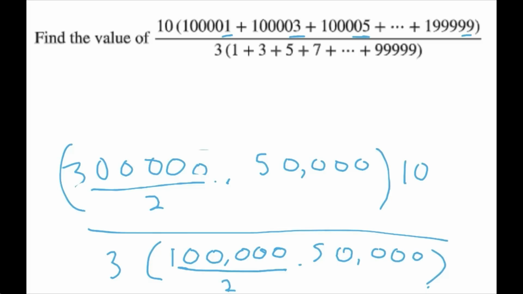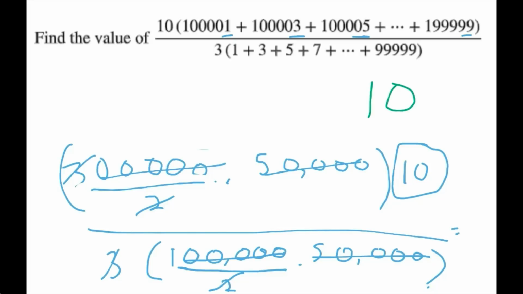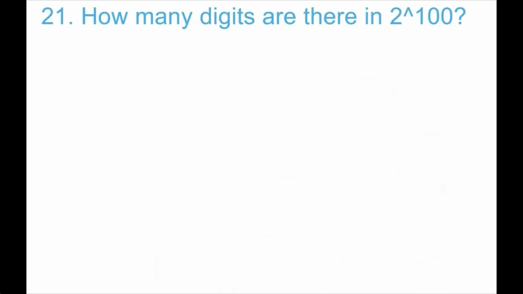So notice that most of the stuff cancels out. The 50,000 cancels out from the top and the bottom. So does the 2. And so do these 5 zeros. And so does this 3. We're just left with this 10. So our answer is just simply 10. Let's move on to problem number 21.